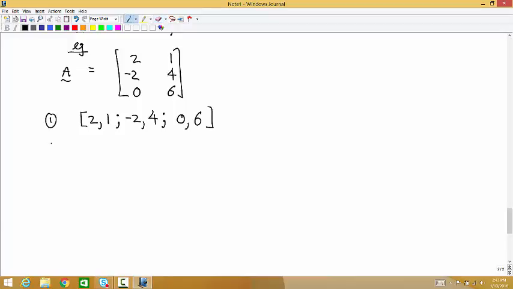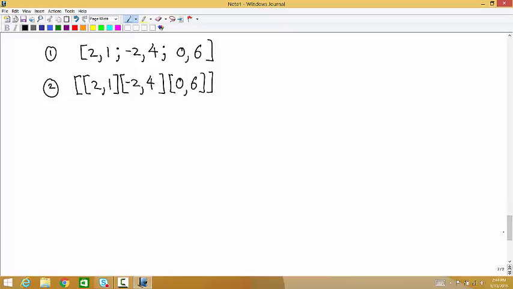Then the other way is square bracket, and then another set of square brackets representing each row. So 2, comma 1, close square, open square, negative 2, 4, close, open, 0, comma 6. Okay. Any questions about any of that yet?